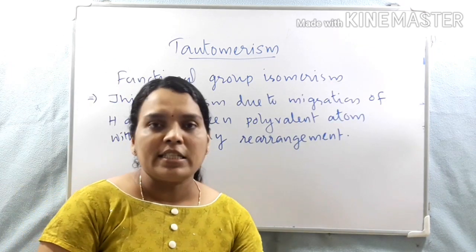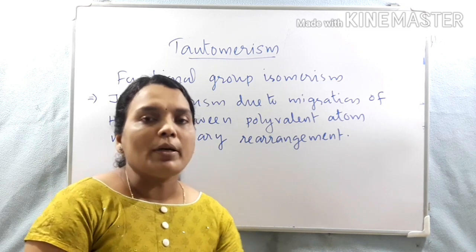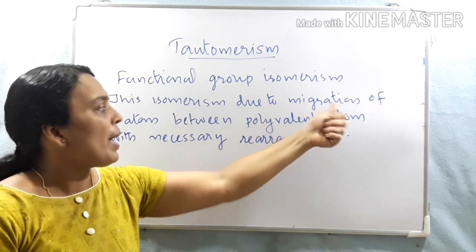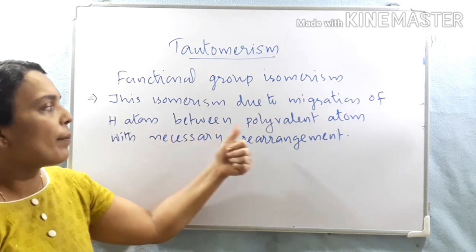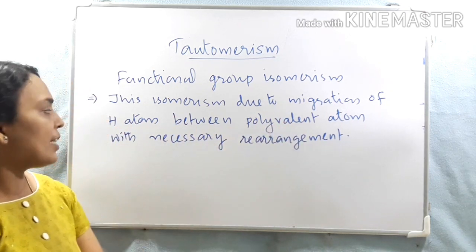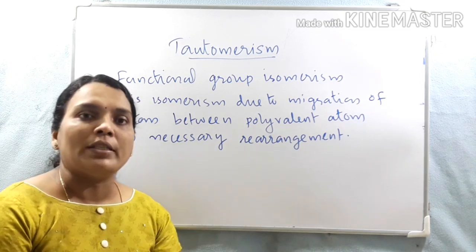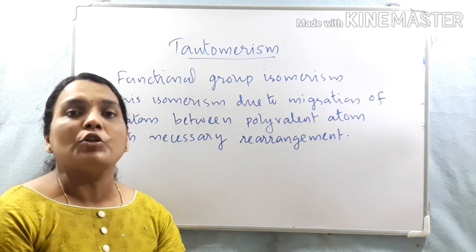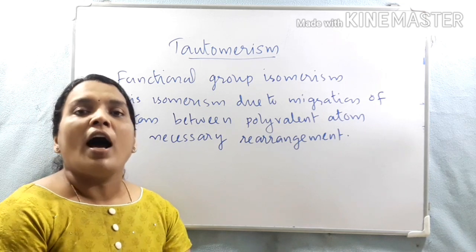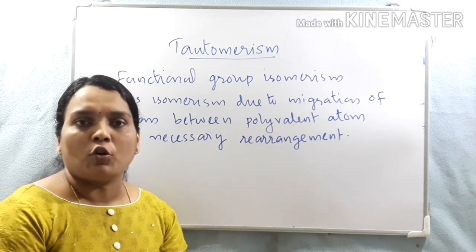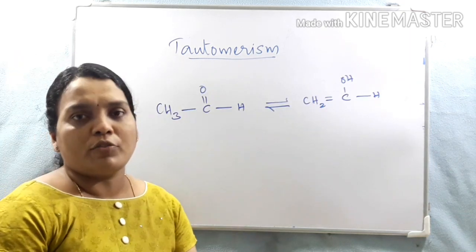Let us see what is tautomerism. Tautomerism is the isomerism due to migration of a hydrogen atom between polyvalent atoms with necessary rearrangement. That is tautomerism, an isomerism observed due to the migration of a hydrogen atom. There are different types of tautomerism. Let us see an example of tautomerism.